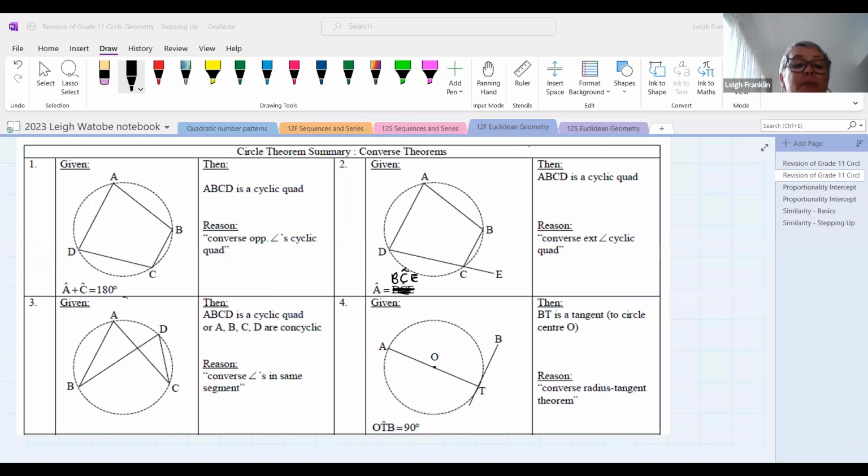So now we're going to talk about the converse theorems. And this is something that causes us quite a lot of stress in grade 11 when we have to prove converses. So what's important here is proving that quads are cyclic.